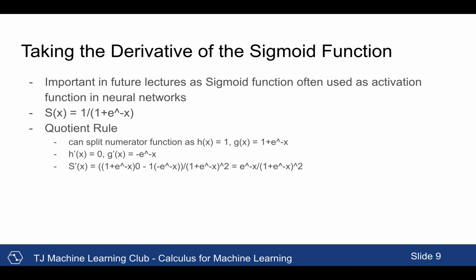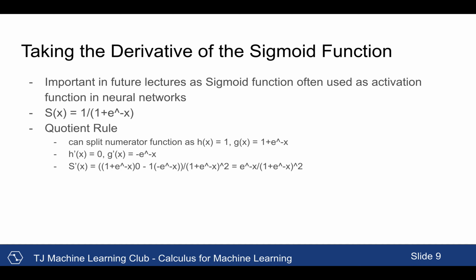But going right ahead, because it's a fraction, we could first see it and then decide we want to use the quotient rule on it. So the up function, or the numerator function, would be 1, and the down function, the denominator function, is 1 plus e to the negative x.